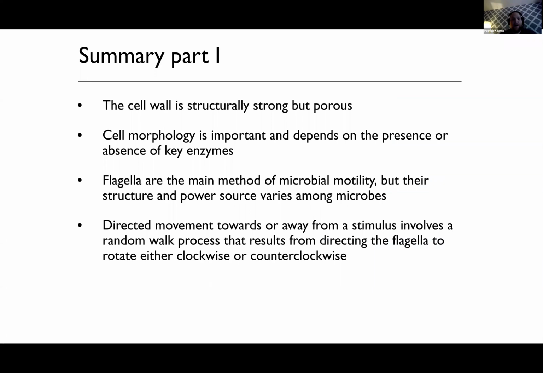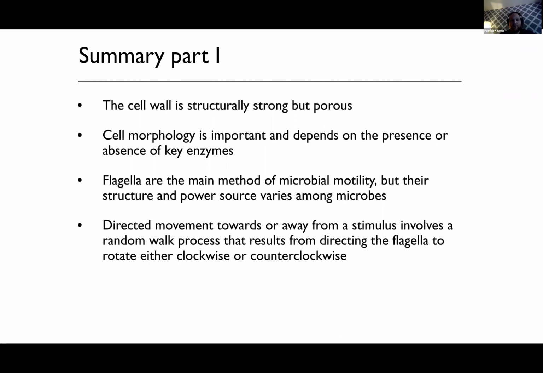So the cell wall is structurally strong but porous. The cell morphology is important and depends on the presence or absence of key enzymes. Flagella are the main method of microbial motility, but their structure and power source vary among microbes. Remember, for bacteria, it's about proton motive force. For archaea, it's about ATP. And for eukaryotes, it's one or the other.